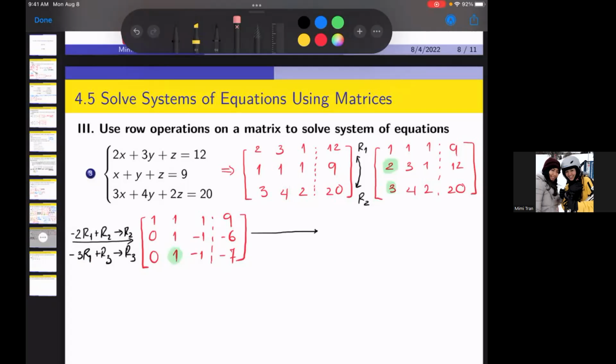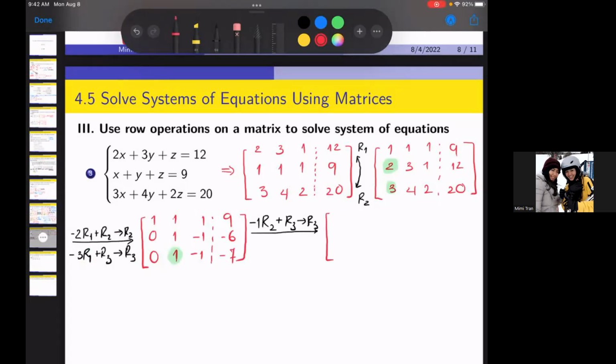Any suggestion? How do I make this equal zero? Curtis, you have a suggestion? Not now, I know you came late. There's a lot to take in. Negative one. Yes, negative one times R2, right? Like I said, for the last zero, the only option is the second row. Add to R3, give me new R3.